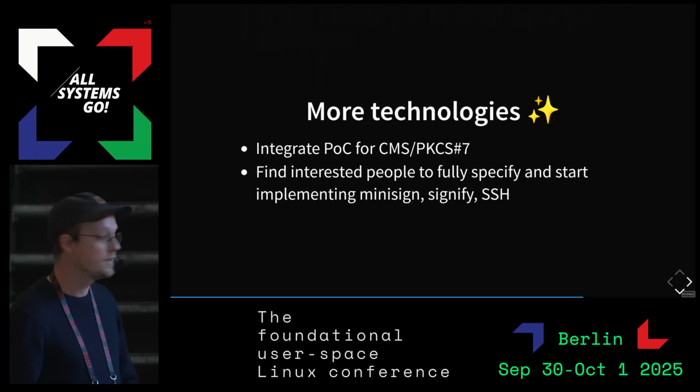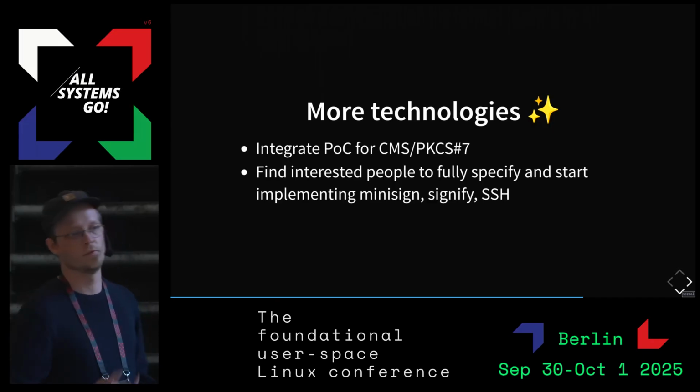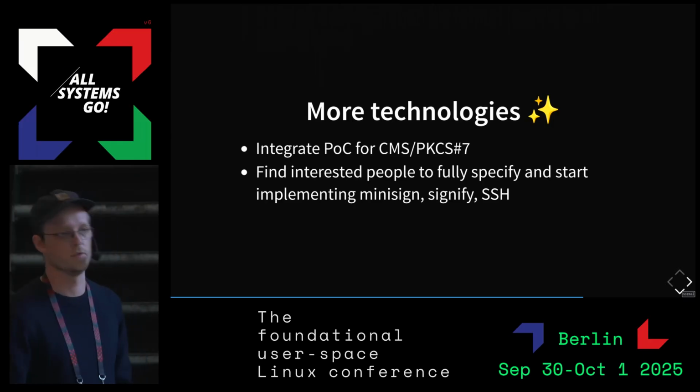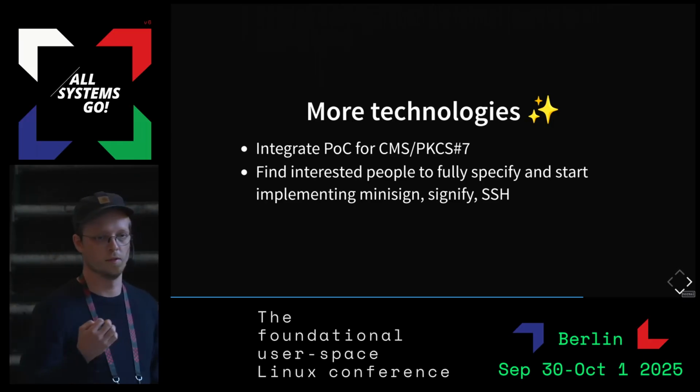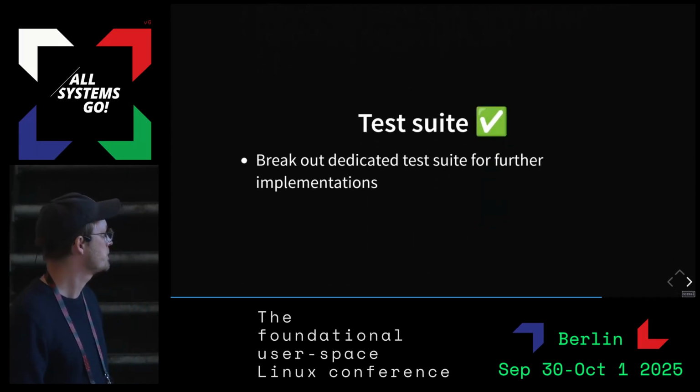And also to find interested people for the remaining ones that we would like to see implemented, such as Minisign, Signify, SSH. I think the earlier two are probably much easier to actually deal with than SSH, as it has a lot more complex semantics around like how you can do overrides and block lists and all of that kind of stuff.